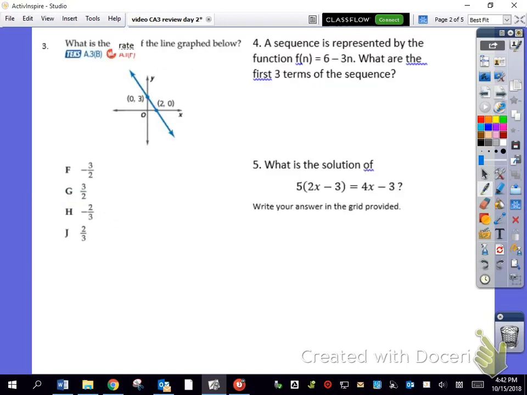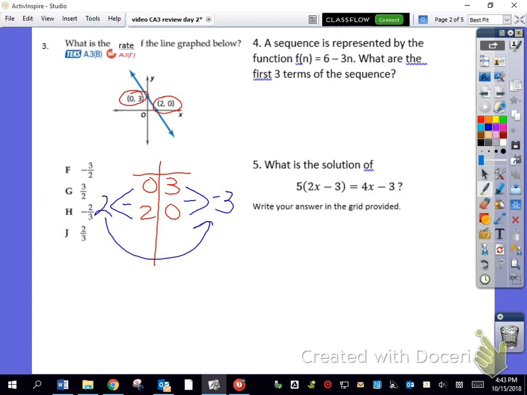On number 3, what is the rate? Remember, to find rate, you make a T-chart. My first ordered pair is 0, 3. My second ordered pair is 2, 0. Now you subtract and divide. So 2 minus 0 is 2. 0 minus 3 is -3. Swing it over, and so you've got -3 over 2, which is F.